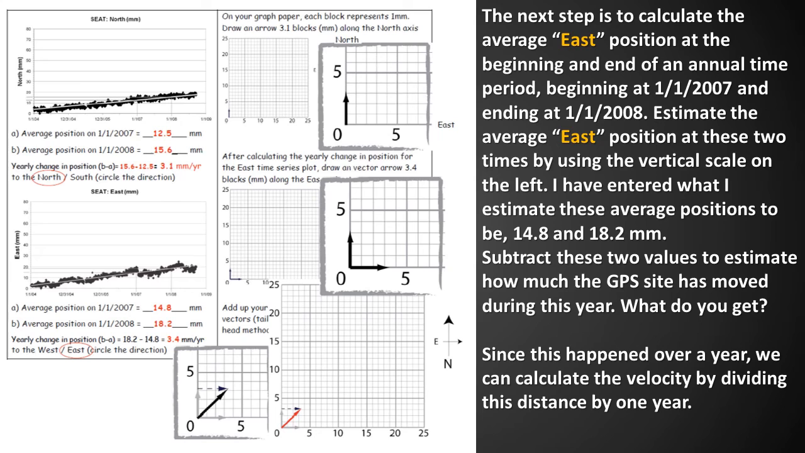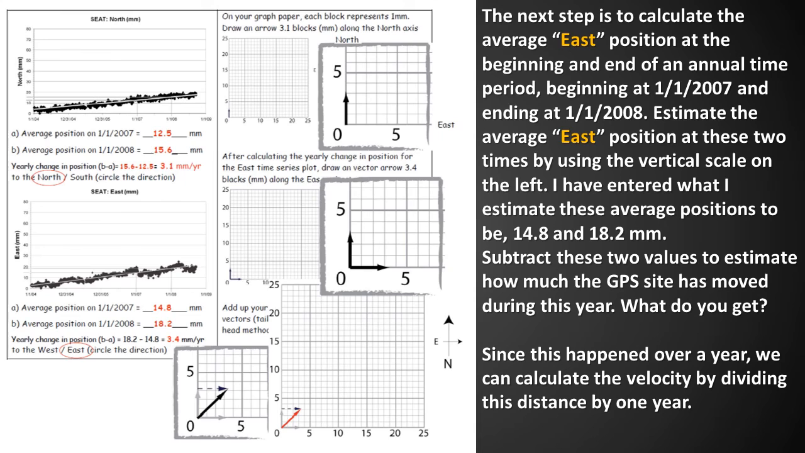The next step is to calculate the average east position at the beginning and end of an annual time period, beginning at January 1st, 2007 and ending at January 1st, 2008. Estimate the average east position at these two times by using the vertical scale on the bottom plot. I have entered what I estimate these average positions to be: 14.8 and 18.2 millimeters.